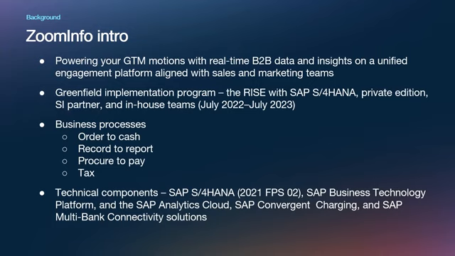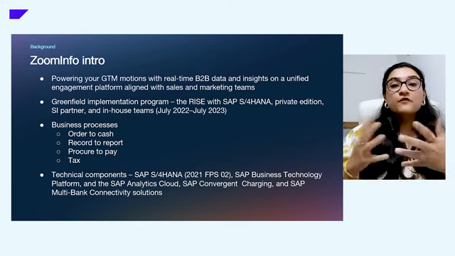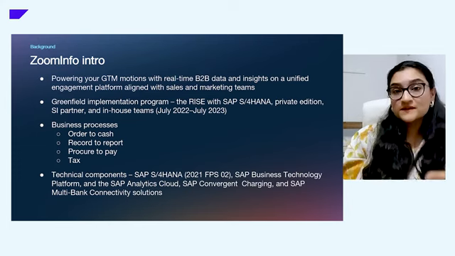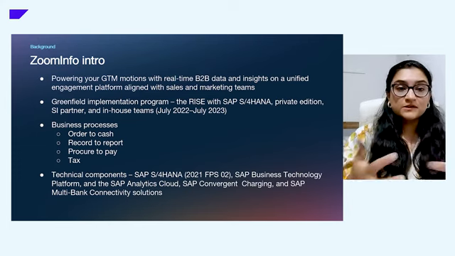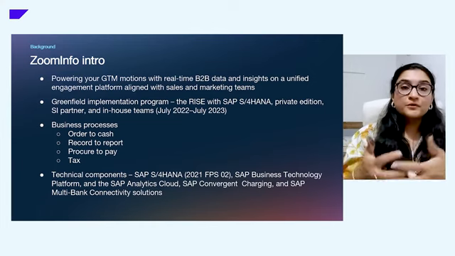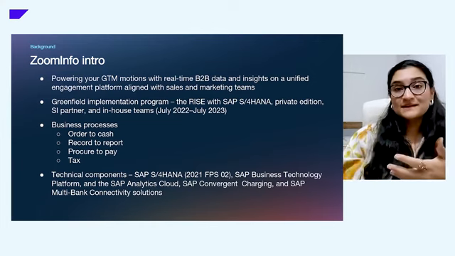We went live by implementing S/4HANA on RISE with SAP, the private cloud, with our talented in-house team and taking help from an SI partner. The four main business processes that went live in this implementation are order to cash, procure to pay, record to report, and tax.